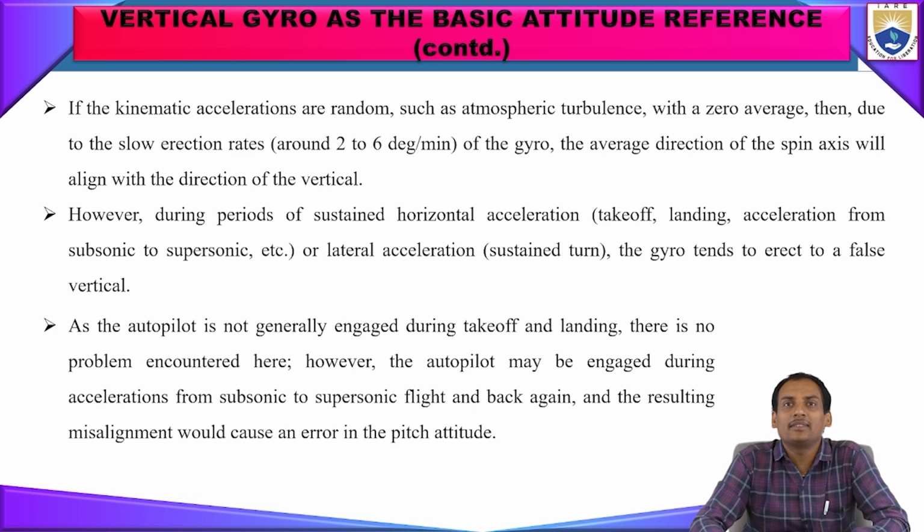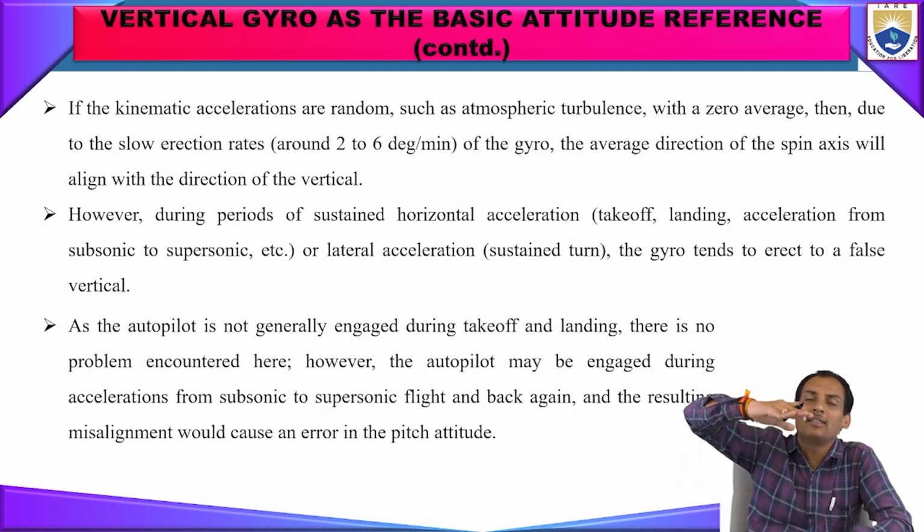If the kinematic acceleration is random, such as atmospheric turbulence with a zero average, then due to the slow erection rates, changing from 2 to 6 degrees per minute, I mean we are giving 2 degrees of movement per minute, so that is a slow erection. So the average direction of the spin axis will be aligned with the direction of vertical. Slowly it is being aligned with that vertical axis.